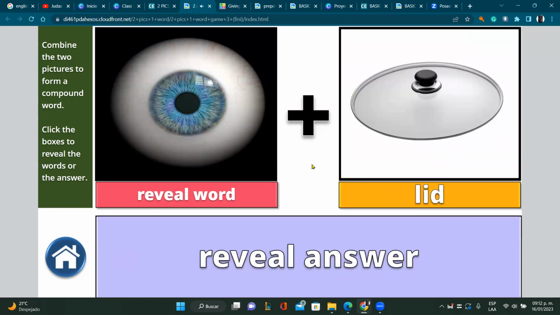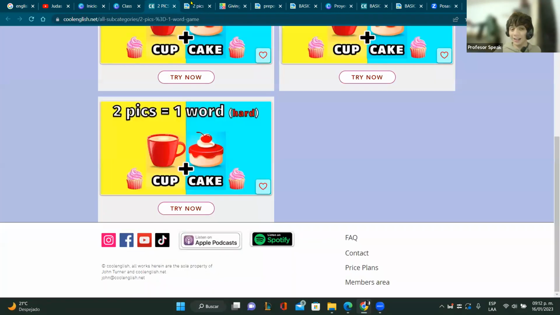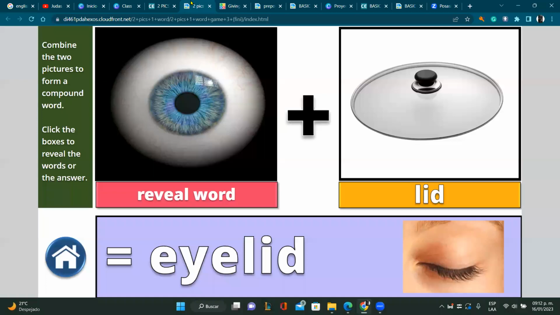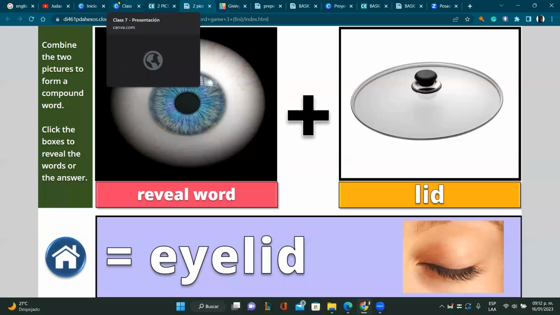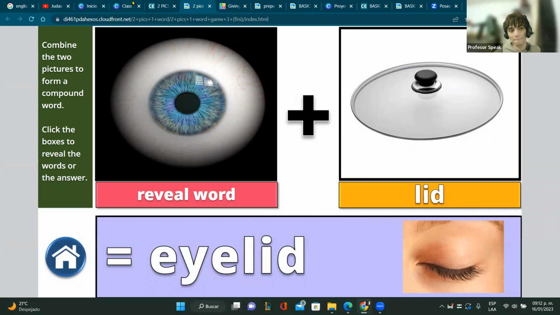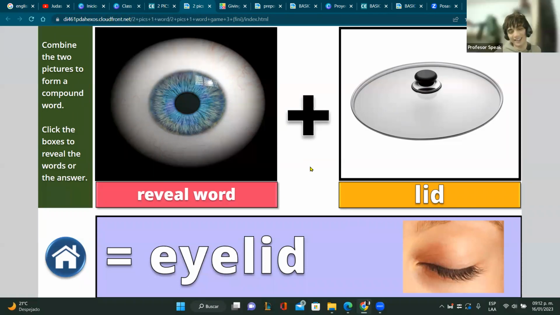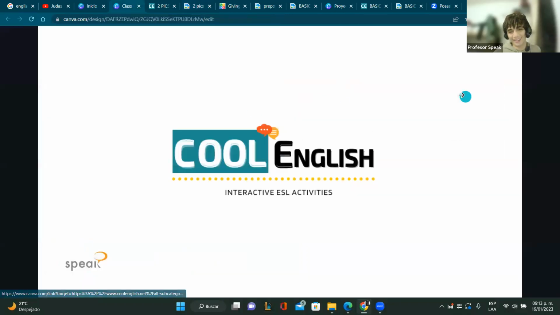Eyelid. This is an eyelid. What is it? Párpado. Yes. This is eyelid. Okay. Lid means tapa. Eyelid, párpado, es tapa del ojo. Yes. All right, let's continue.